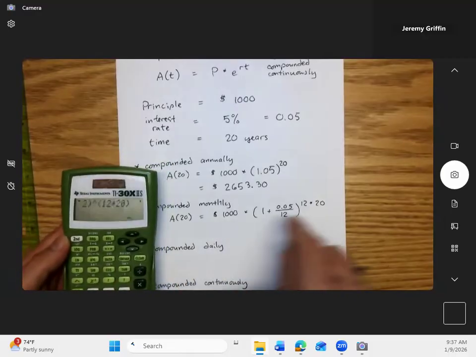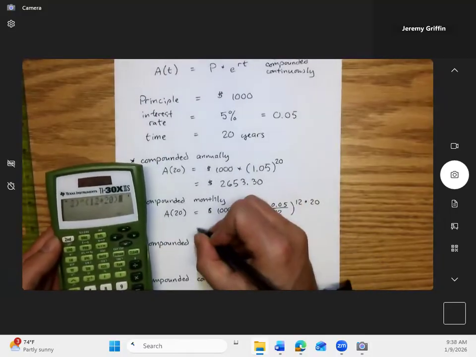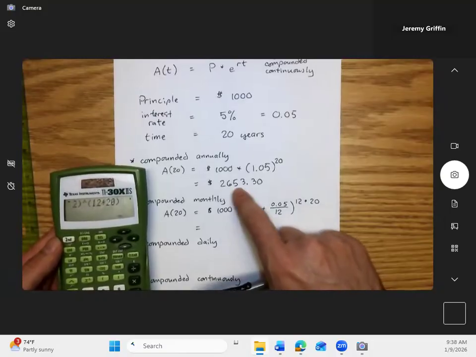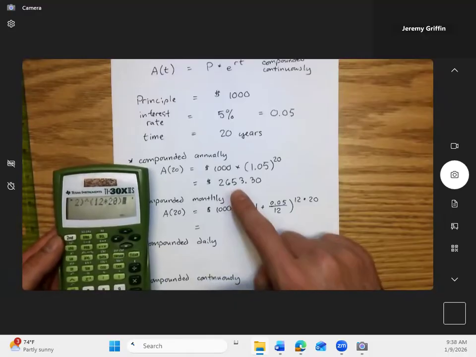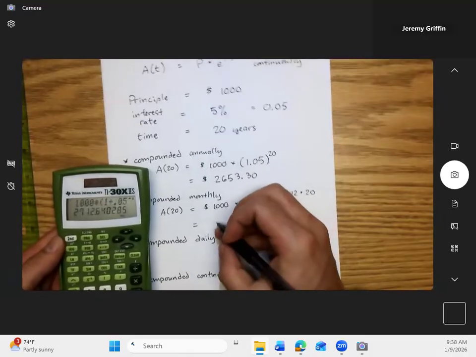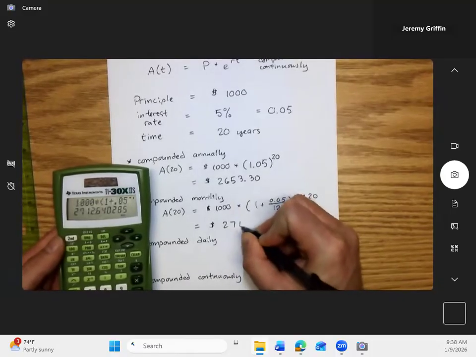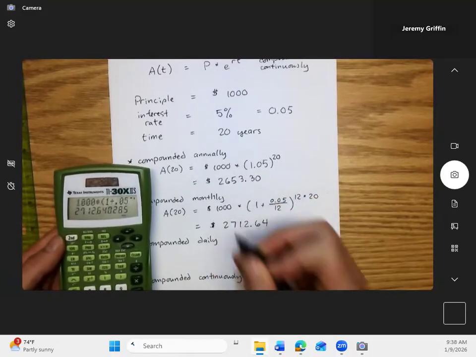So if you put this in the calculator all in one go, make sure you've correctly grouped together what needs to be grouped together. Make sure you get an answer that looks reasonable at the end. How many of you think the answer is going to be pretty close to $2,653, but a little bit different? It should be a little bit more. Let's see. It is. It's $2,712.64. So it went up a little bit.